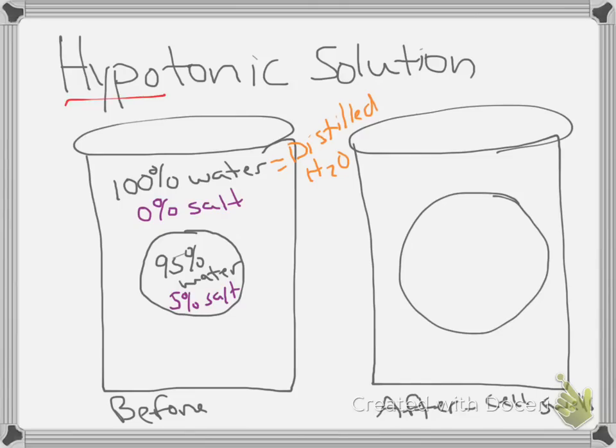Hypotonic solution, you can see here we have 95% water, 5% salt. On the outside we have 100% water, 0% salt. This is a distilled water. Distilled water is pure water. And because 100 is higher than 95, the water is going to come in with a little bit sneaking out because of Brownian motion.